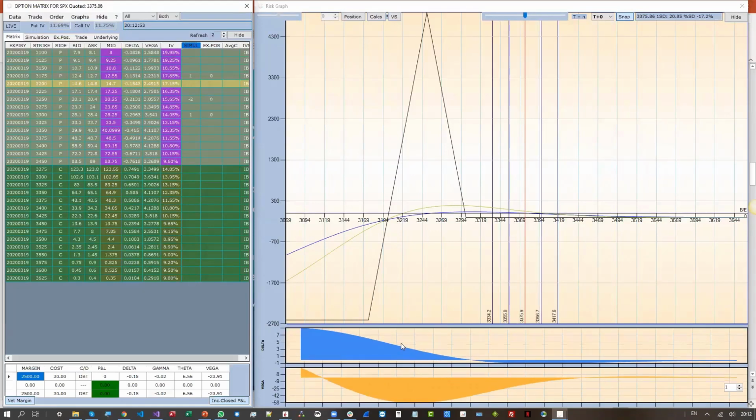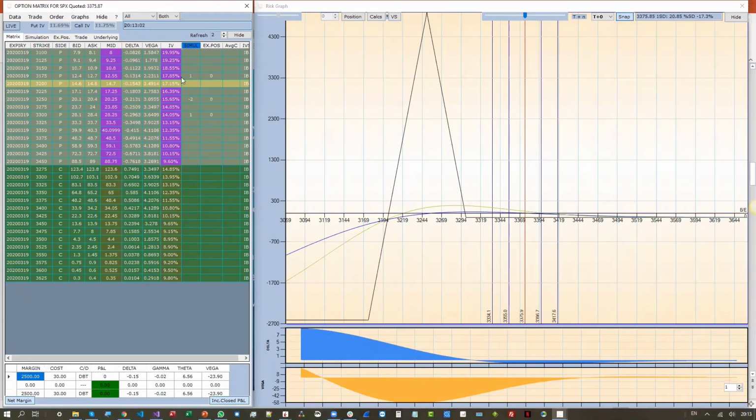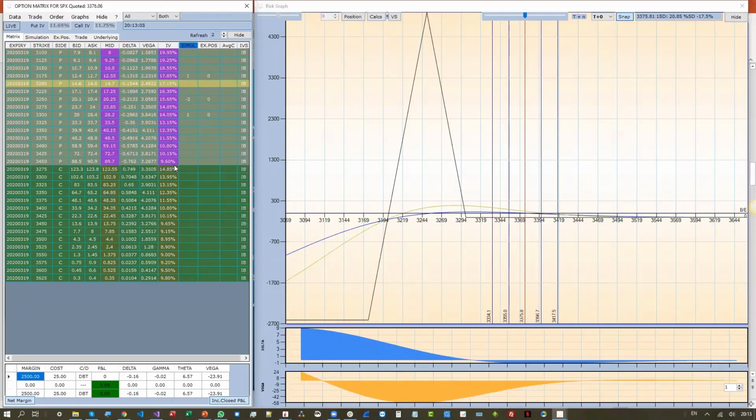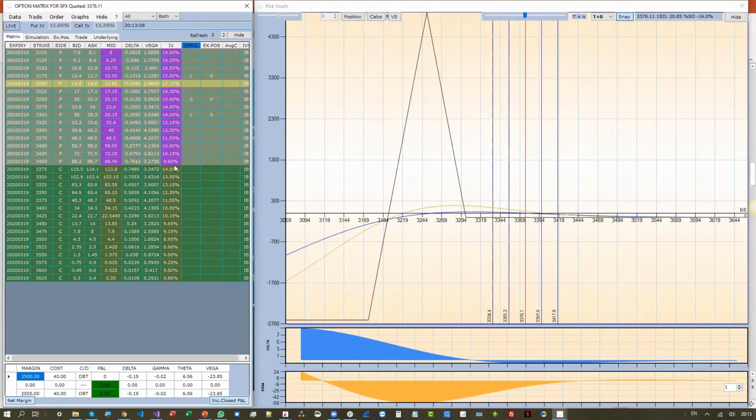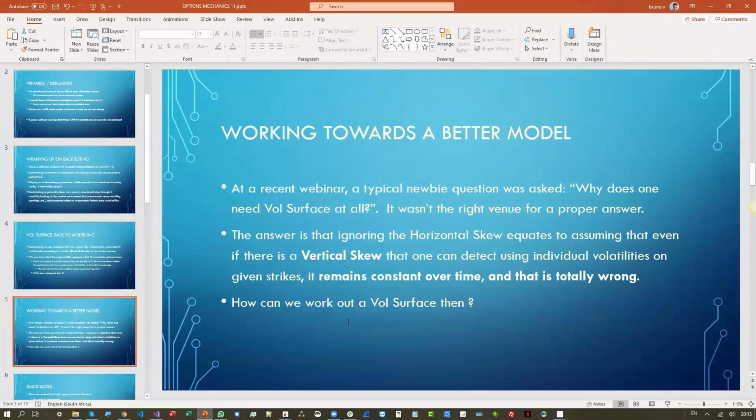Now, the problem is that if you don't take into consideration the horizontal skew, you assume that this set of IVs never changes as time goes by. And that is completely wrong. Nothing can be more wrong than that. So ignoring the horizontal skew, ignoring that third dimension, that time dimension, is almost as bad as assuming that IV is flat across the board. To me, it's very much inconsistent. It doesn't make sense at all.